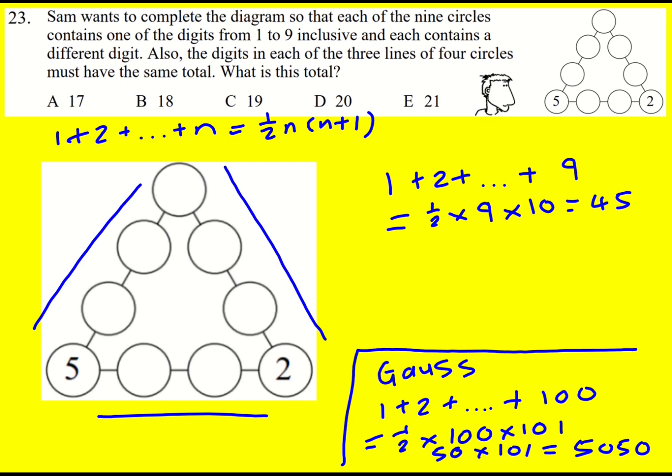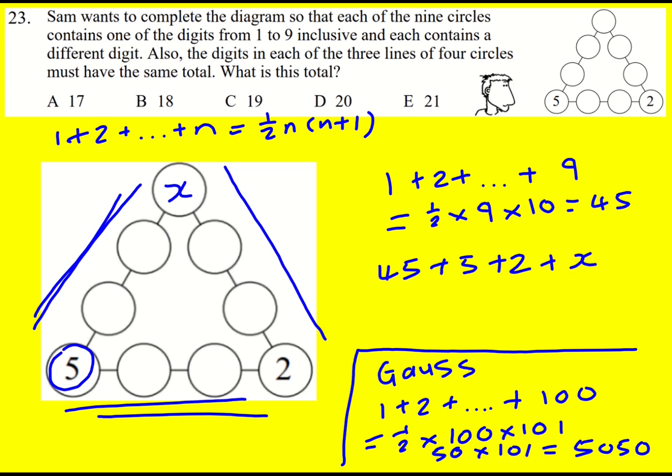So we've got 45 here. Right, that's what happens when I add them all up. And I'm then going to add the 5 an extra time because I'm going to get the 5 from this line, but also this line. And the same with the 2, and the same with this one up here, x. Now x is going to be 1 to 9, except not 2 and 5. I don't know what it is, but it's there.